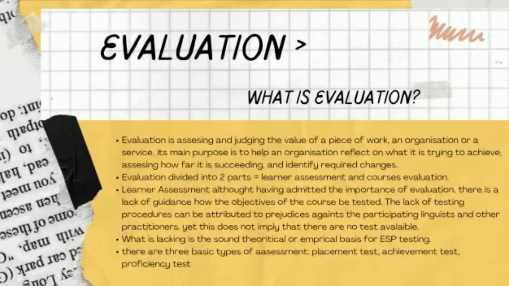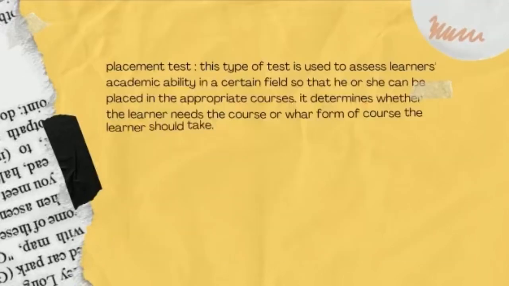There are three basic types of assessment: placement test, achievement test, and proficiency test. Placement test. This type of test is used to assess a learner's academic ability in a certain field so that he or she can be placed in the appropriate courses. It determines whether the learner needs the courses, or what form of courses the learner should take.